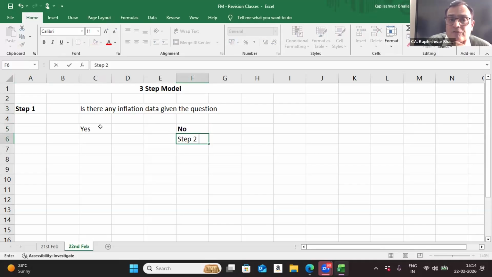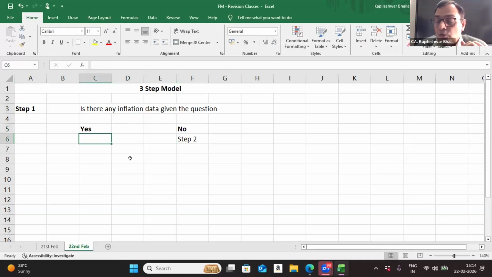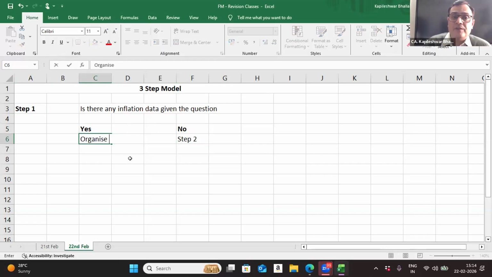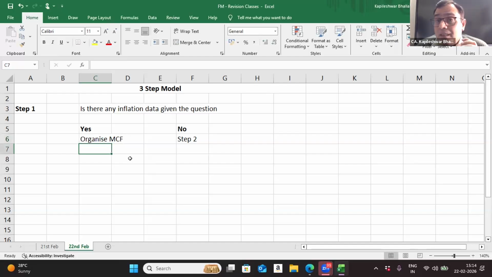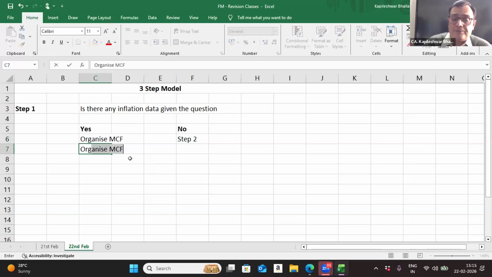But tell me, if the inflation data is given to me, are you going to consider the money cash flows or the real cash flows? Unless mentioned otherwise, are you going to consider the cash flows in money terms or in real terms? That's right. So we are going to organize the MCF, the money cash flow. And are you going to consider the discounting rate, which is the MDR, a money discount rate, or are we going to consider the RDR? That's right. So we are also going to organize the MDR as well.